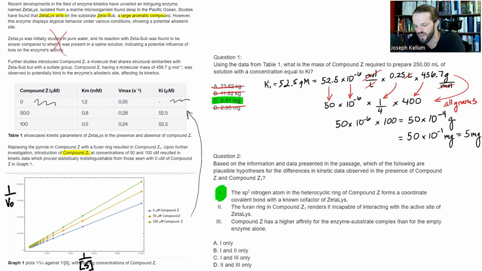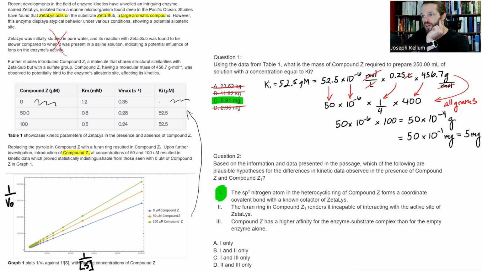2 says the furan ring in compound Z1 renders it incapable of interacting with the active site of zeta lyse. All right, go ahead and vote for this. A says that this is good, meaning that you would pick B, I guess. But vote A if you think that this is a good hypothesis. Vote B if you think it's not a good hypothesis. Okay.